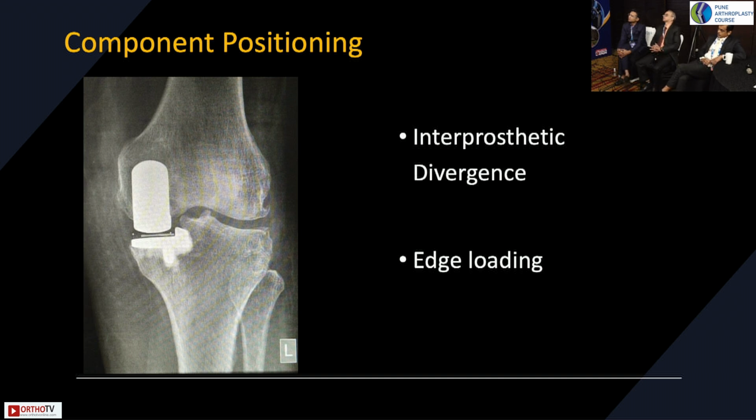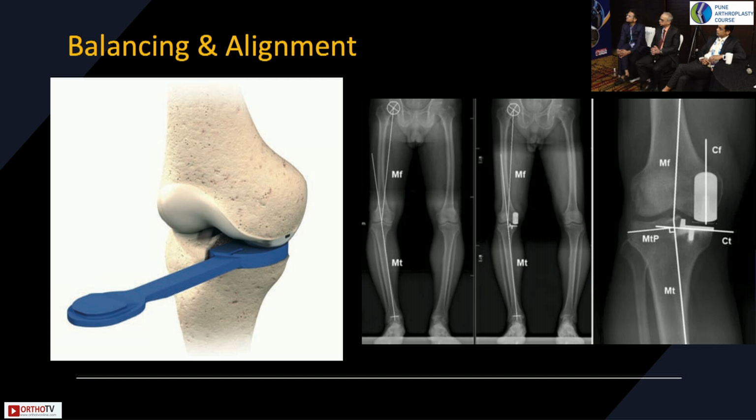So you need to have that gap of 2 millimeter between the femoral component and the tibial component at the lateral edge of the femoral condyle. So those are tricks. Once you start doing the mobile bearing, it's of course a bit more, there's a learning curve there. Then, coming to balancing, what do you look for?